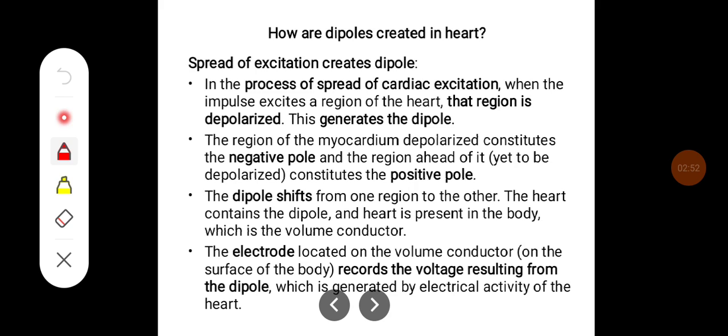The spread of excitation creates a dipole. In the process of spread of cardiac excitation, when the impulses excite a region of the heart, that region is depolarized. This generates the dipole. The region of myocardium depolarized constitutes the negative pole, and the region ahead of it, yet to be depolarized, constitutes the positive pole. The dipole shifts from one region to another.